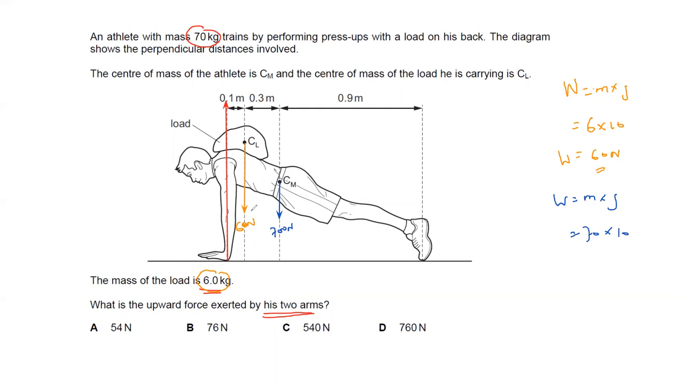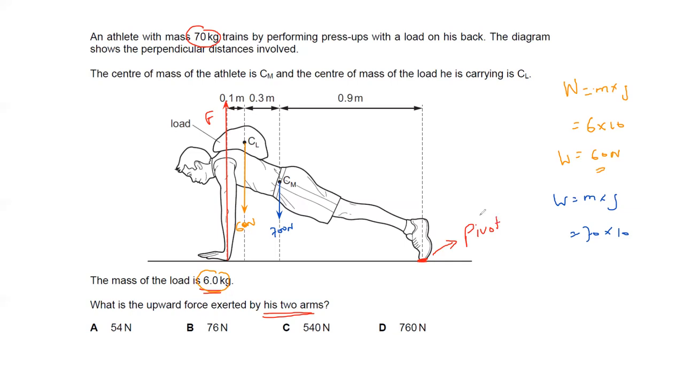The weight of the load is 60 Newton, and there's an upward force by the arms that we don't know, and that is what we have to find. Now, what is a pivot here? A pivot is a point around which the object can rotate. So this athlete, as he is doing the press ups, can move down or up. So what is the point of rotation, around which point is he rotating? He is rotating around his feet. So this is the point of rotation, or this will be the pivot.